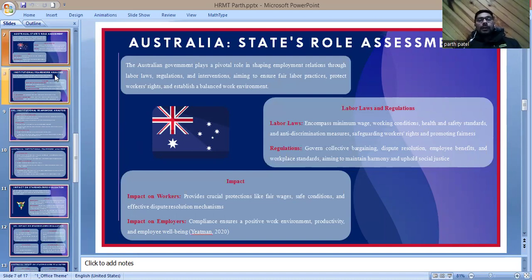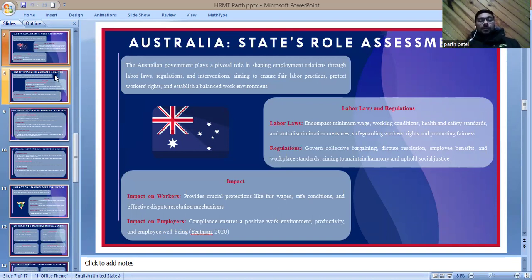There are labor laws and regulations. Australia has a sound collection of labor law which protects minimum wages, working conditions, health and safety standards, and anti-discrimination measures, safeguarding workers' rights and promoting fairness. And some regulations cover collective bargaining, dispute resolution, employee benefits, and workplace standards, aiming to maintain harmony and uphold social justice.